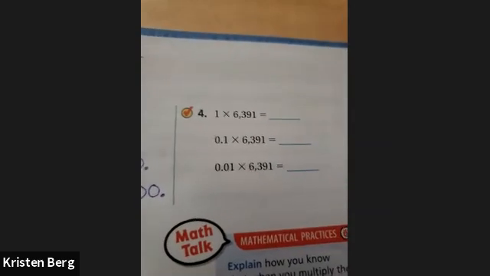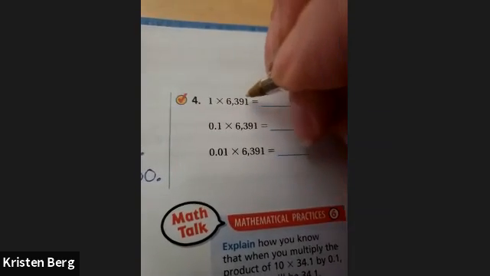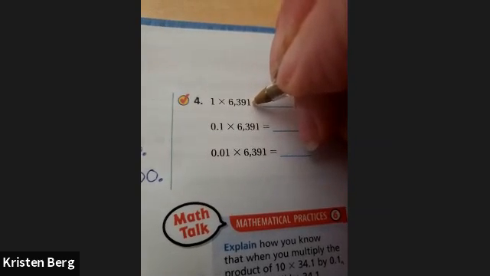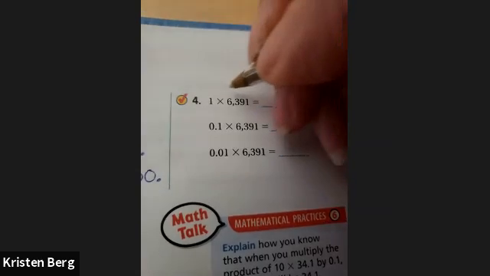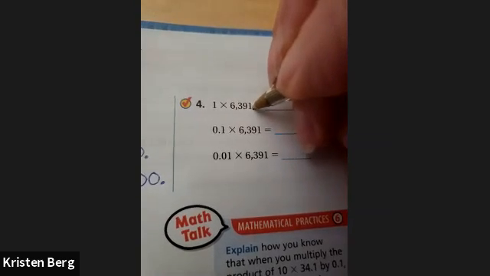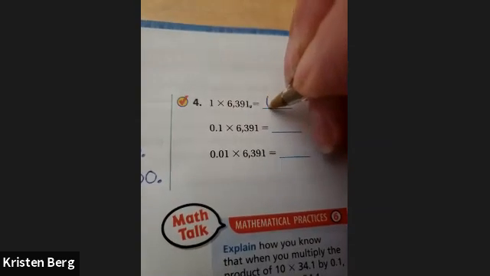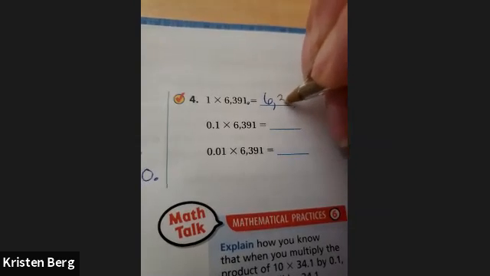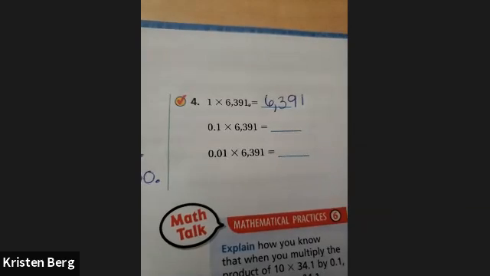All right, now on this one, real quick, it's just saying timesing it by 1. Remember, where is that decimal to start off with if it is not given to you? If a number is not giving you your decimal, remember it's always at the back. So it'll be 6,391 because it's telling you to move nowhere.